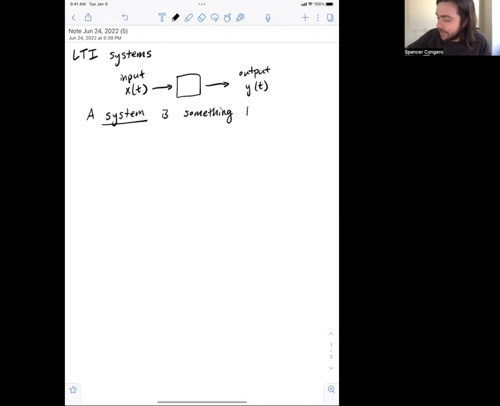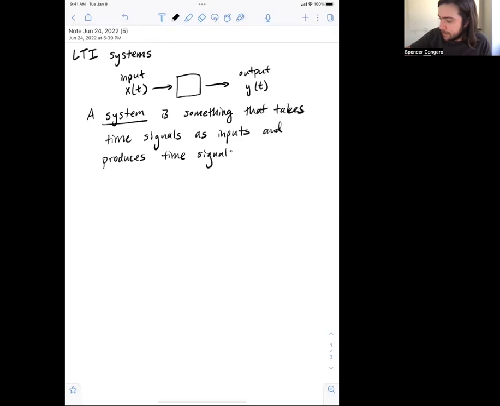It's something that takes time signals as inputs and produces time signals as outputs. So that's a system.